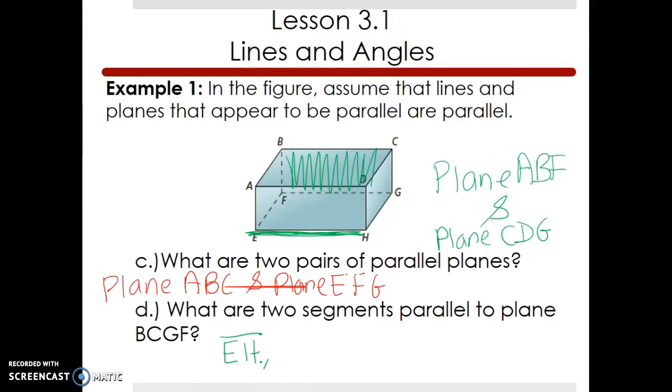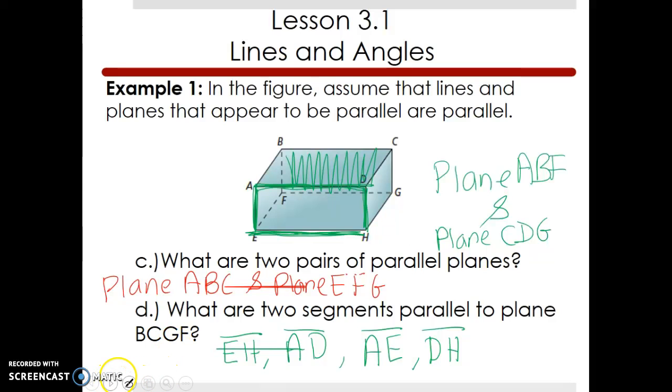It's asking for segments. I see also AD up here that's parallel to the back. Then I see this one up here, AE. And I also see this one, DH. Alright, so this is it for example 1.